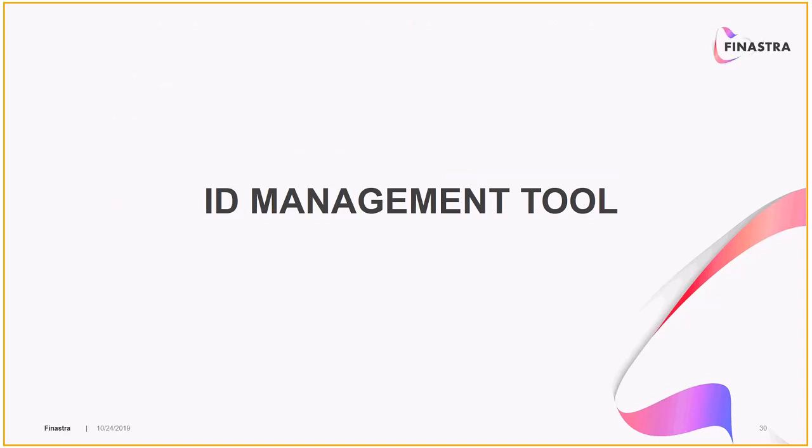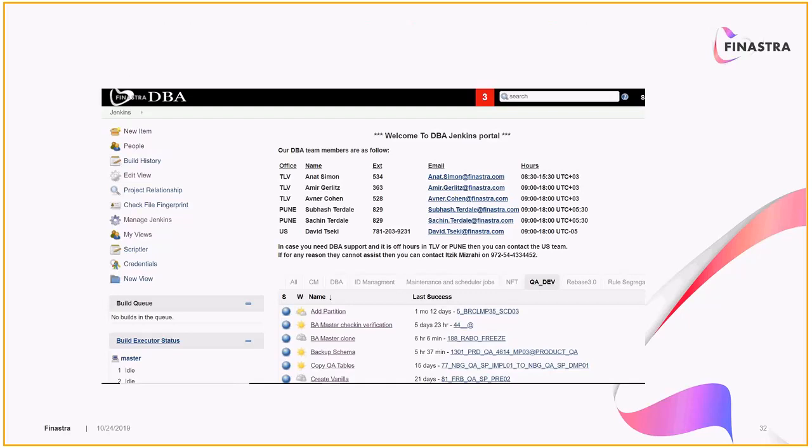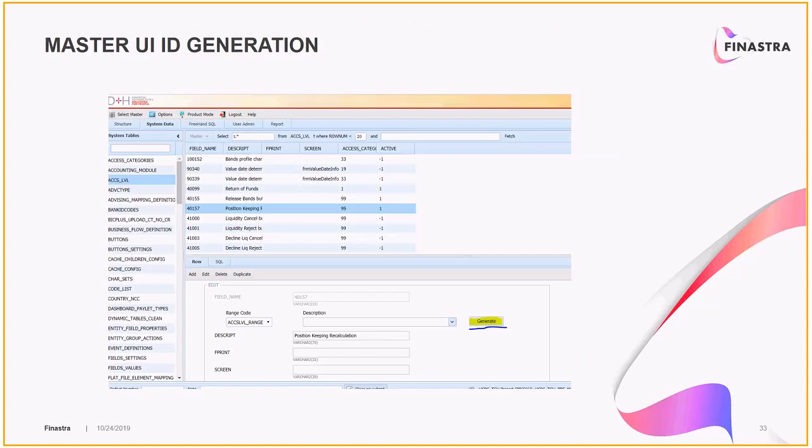There are two ways we can generate the ID, which you might already be aware of. One is using the master UI, and apart from that, there is the Jenkins job ID management tool, which you can also use to generate a unique ID. There are various tables, and I'm not listing all of them; whichever tables need an ID, you can find them in the ID management tool also. So, generating an ID using the master UI. Once you log into the master UI, this is specifically for the developers.